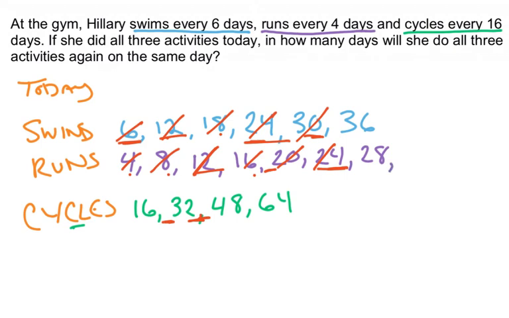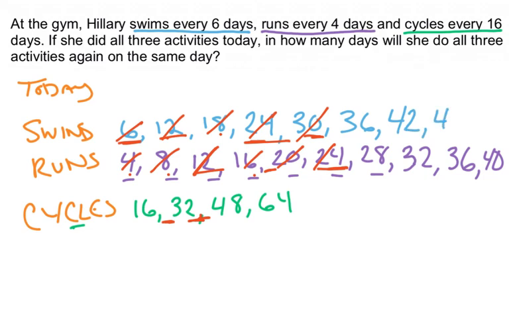So we're doing multiples of 4. This is 4 times 1, 4 times 2, 3, 4, 5, 6, 7. 4 times 8 is 32. 4 times 9 is 36. 4 times 10 is 40. Okay. Well, let me extend this list here. 6 times 7 is 42. 6 times 8 is 48. 6 times 9 is 54.